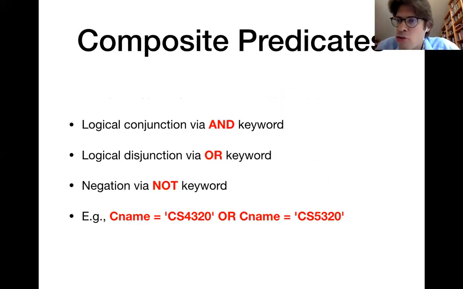Of course, you can also compose predicates using the typical operators. You can formulate a logical conjunction by using the AND keyword, or a disjunction by using the OR keyword. You have the NOT negation, and for instance here, you could check whether the course name is CS 4320 or whether it's 5320. An alternative way of writing that would be by using the IN list, the IN keyword that we have seen on the previous slide.